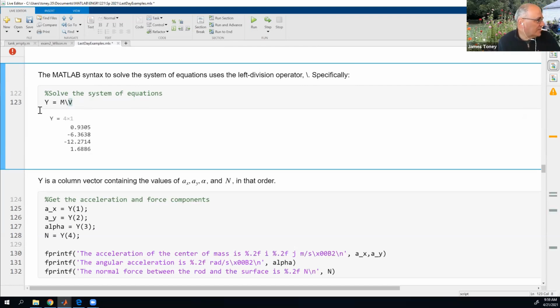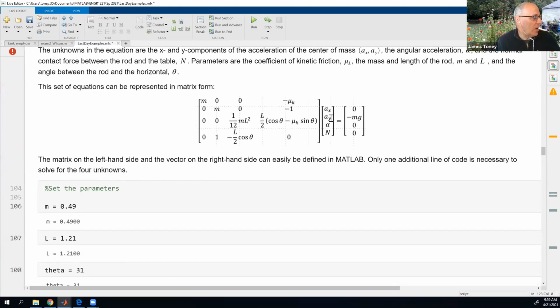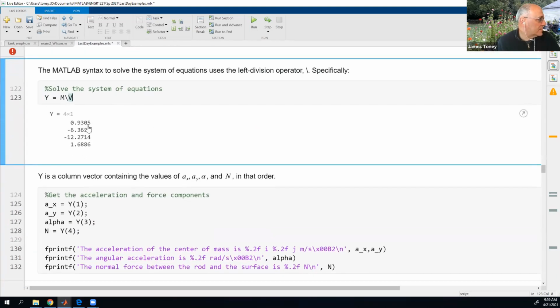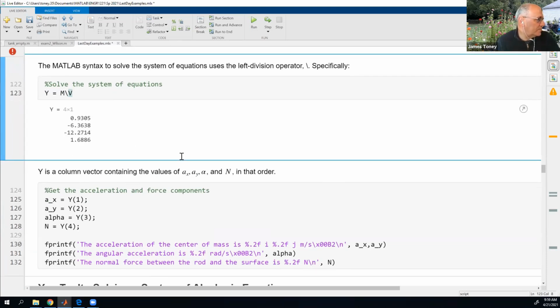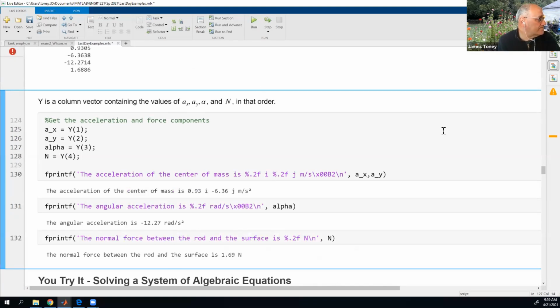All right, so it gave you back a vector y. Well, what is that? That's the values of these four variables, AX, AY, alpha, and N. So first one is AX, second one is AY, third one is alpha, fourth one is N, just because that's the order I wrote the variables in when I set up the equations. And I took the two components of the linear acceleration, and I wrote it in IJ notation as a vector.